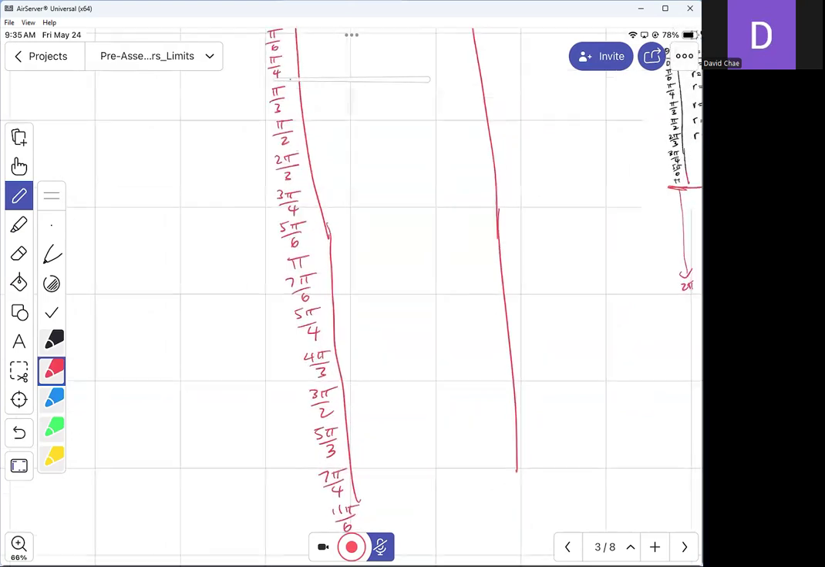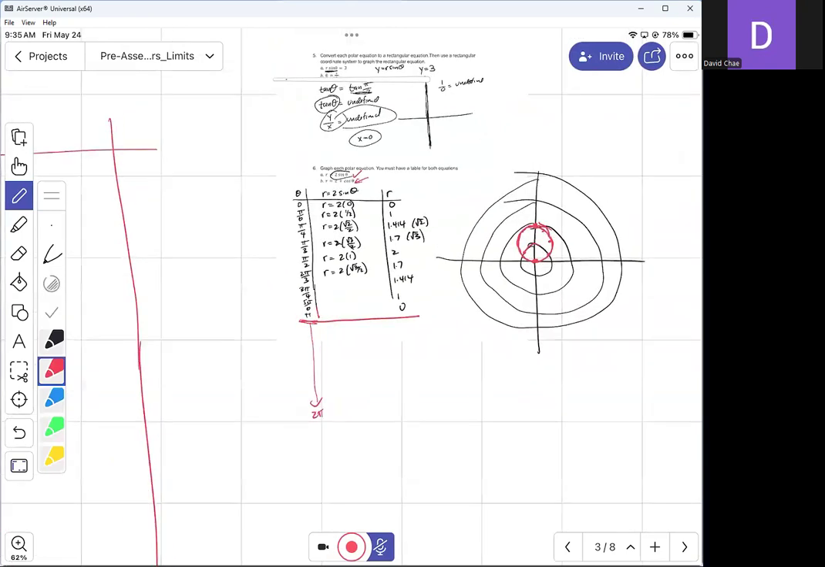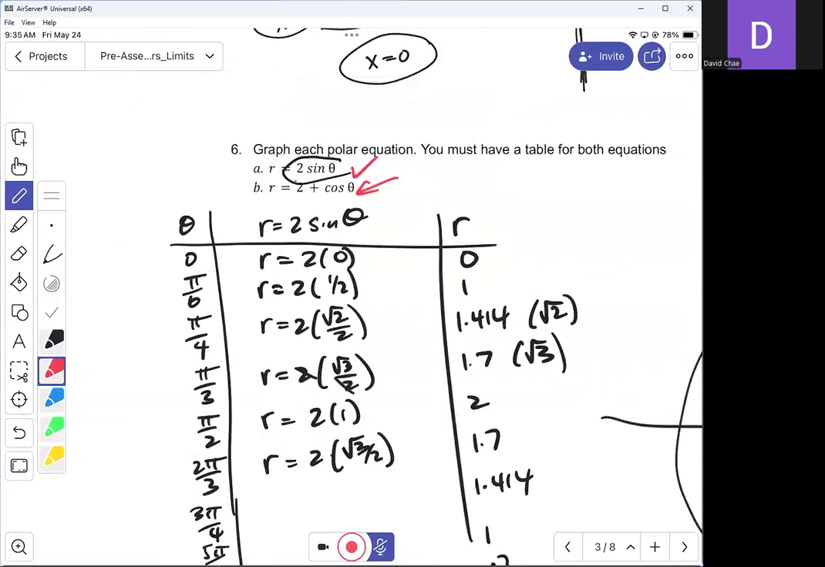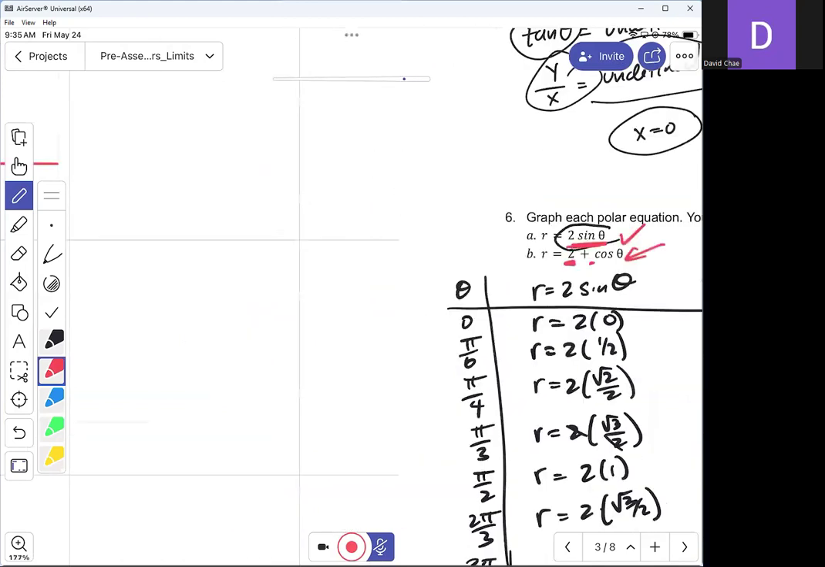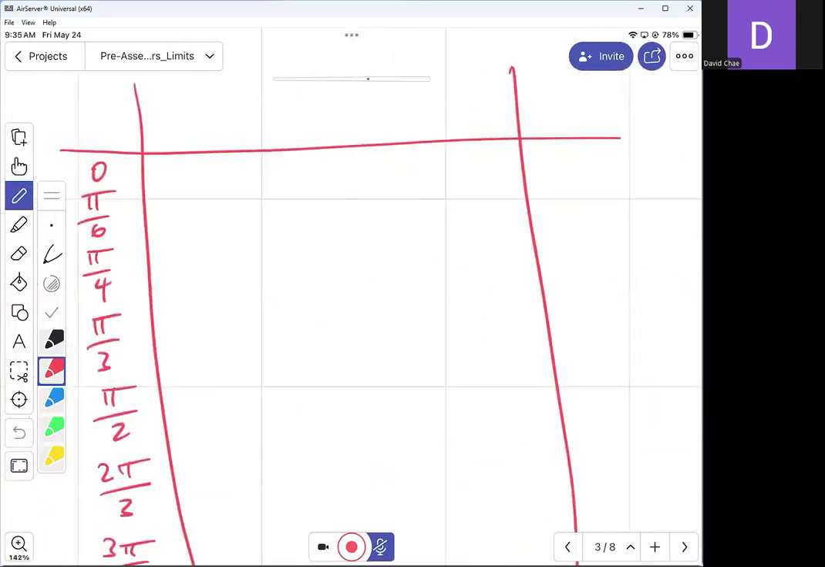All right, so notice that this type of equation for letter A is just 2 sine theta. So that should be a pretty straightforward circle. The next one is a limaçon with an inner loop, and you know that because the A is greater than the B, right? Or A over B is greater than 1, right? And so it's greater than 1. So you're going to have that loop that we talked about before.